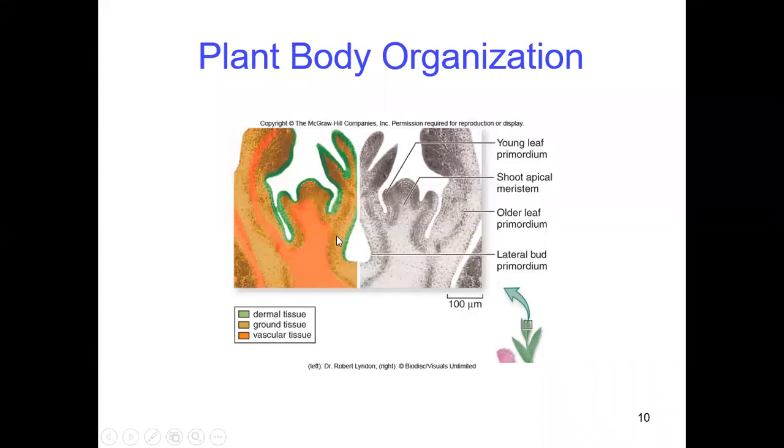So if you see here, this is the young leaf primordia, the early stage of a leaf formation. Next is the shoot apical meristem. This is the oldest leaf form. This is the lateral buds. So if this is the section we have taken, the apex of the body.